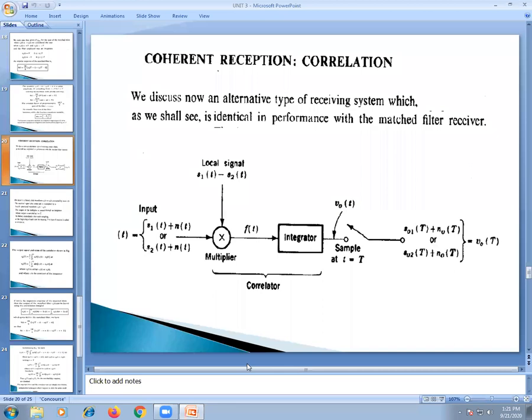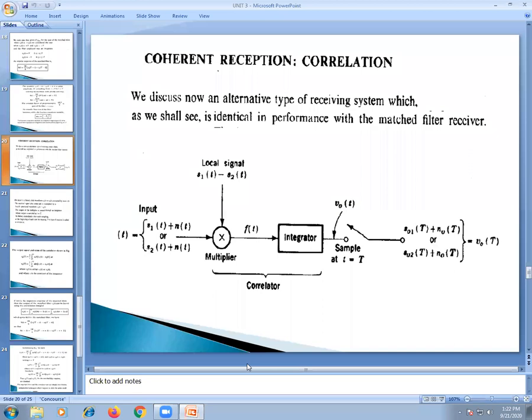Here you can use a multiplier. Observe the difference. Now the signal input is S1 of t plus N of t or S2 of t plus N of t, multiplied by the local signal. The local signal is nothing but the difference of the signals, and the product is given to the integrator. The integrator output is given to the sample switch, which operates at t equal to T. Now that output is S0 1 of t plus N0 of t or S0 2 of t plus N0 of t. This is the output.